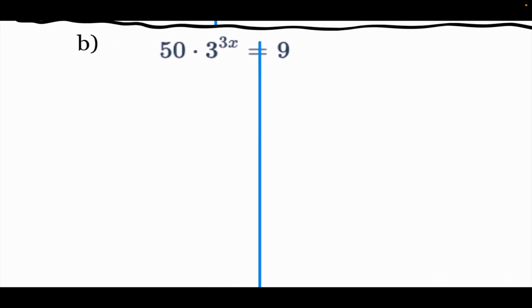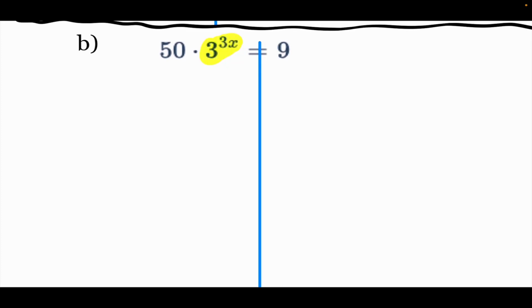Okay, so again, I want to get this guy by itself. But this time, I don't have just that guy. I have a 50 in front. So I have 4 options. I can add, subtract, multiply, or divide to get rid of the 50. I can only choose one of them. Which am I going to do?